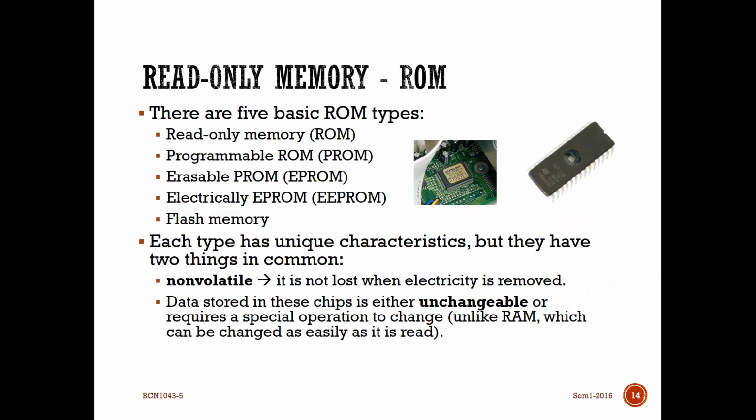There are 5 basic ROM types: read-only memory, programmable ROM, erasable PROM, electrically erasable EPROM, and flash memory. Each type has unique characteristics, but they have two things in common: they are non-volatile, so data is not lost when electricity is removed. Data stored in this chip is either unchangeable or requires a special operation to change.